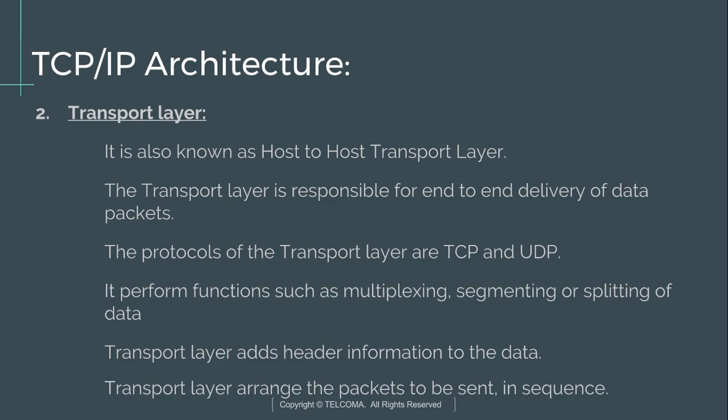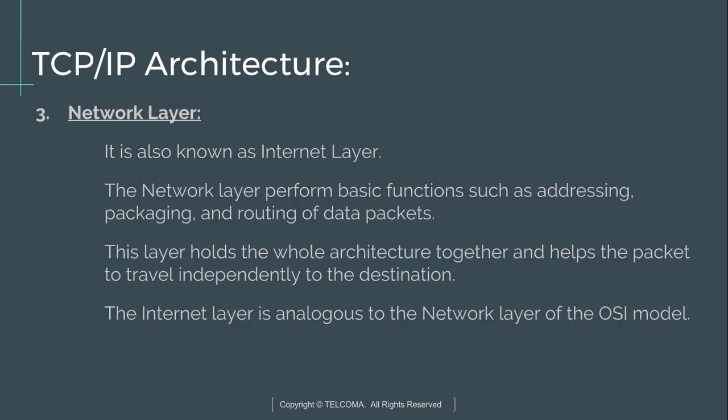Next is the transport layer. It is also known as the host-to-host transport layer. The transport layer is responsible for end-to-end delivery of data packets, and the protocols used by the transport layer are TCP and UDP. We have discussed these in earlier classes. It performs functions such as multiplexing, segmenting, or splitting of data. The transport layer also adds header information to the data. It arranges the packets to be sent in sequence, so it also adds the sequence number to the packets.